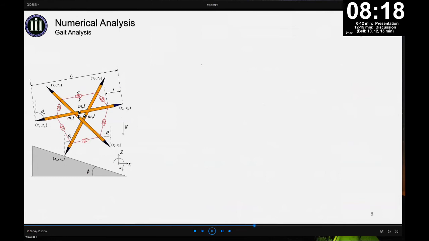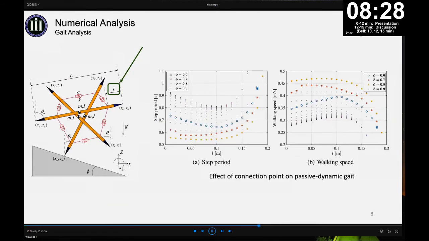Here, we change the position of the connection point between the cable and the limb, in a range from 0 to half of capital L, to explore the effect of L. Then we get a result like this. As shown in this figure, no matter what the angle of the slope is, the step period of the robot tends to be the minimum when the distance of the connection point is around 0.1. That is the midpoint of its range of change.